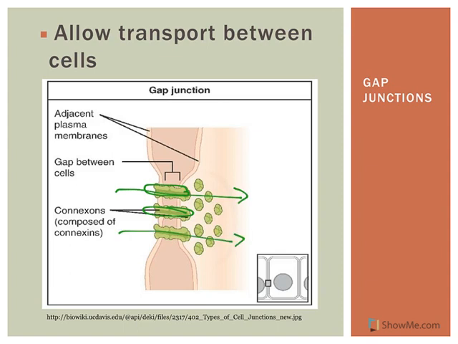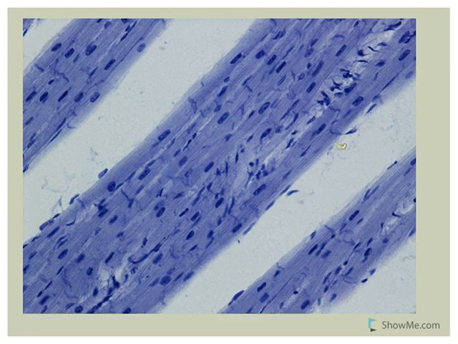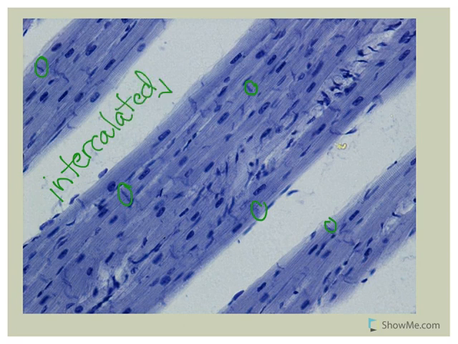A good example of where we can see gap junctions doesn't necessarily have to be with epithelial tissues, because you can see this with other things. I want to show you a slide of cardiac muscle. In cardiac muscle, I'm going to highlight them in green. You see them here and there and right there. There's one right there. What you see there are intercalated discs.